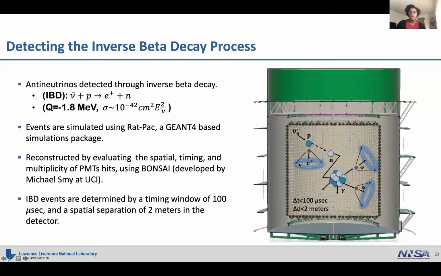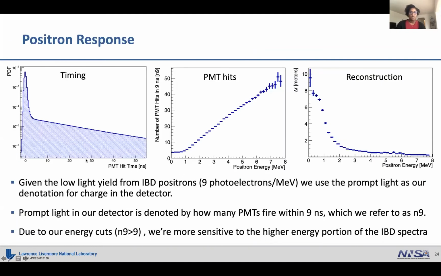If we look at these particles, the positron and delayed neutron, and they're separated by a time of 100 microseconds, which gives enough time for the neutron to thermalize, and 2 meters in voxel space, then we call that an inverse beta decay event. We use 2 meters based off of how well we can actually reconstruct these events. They're usually likely to capture within centimeters of each other. Okay, and then for the positron response, instead of using energy, we use an analogue for energy, and that's the number of PMTs that actually fire within 9 nanoseconds.